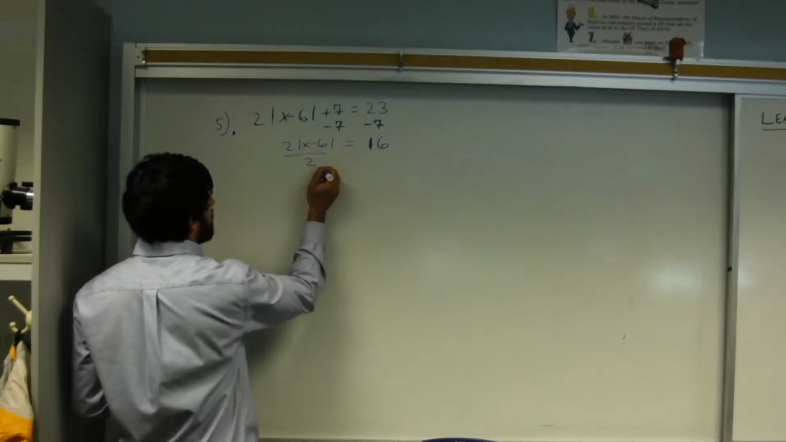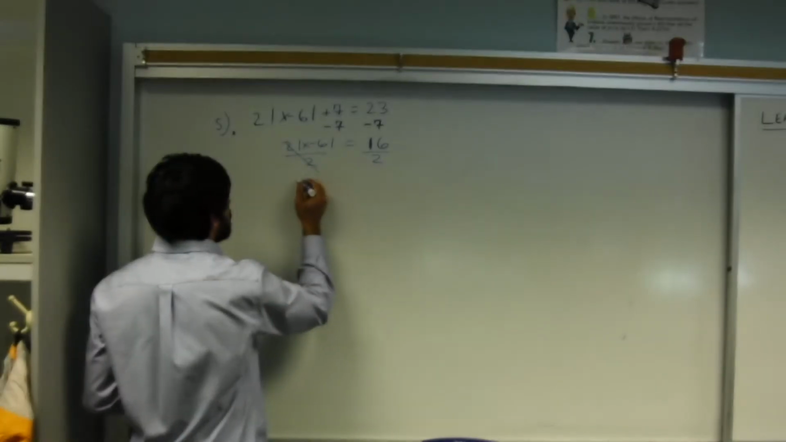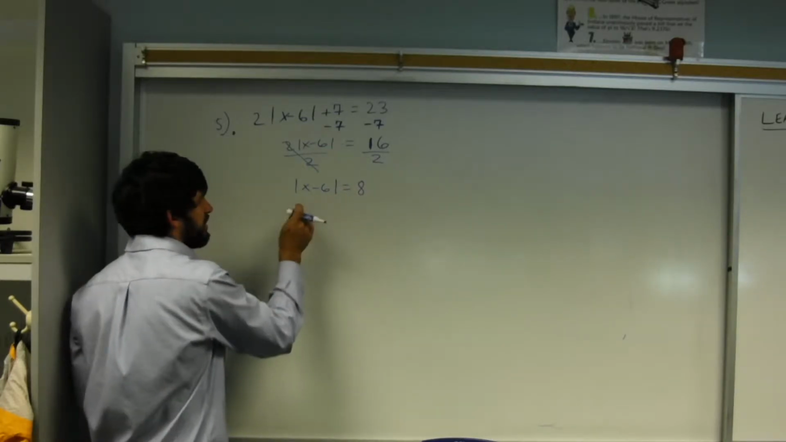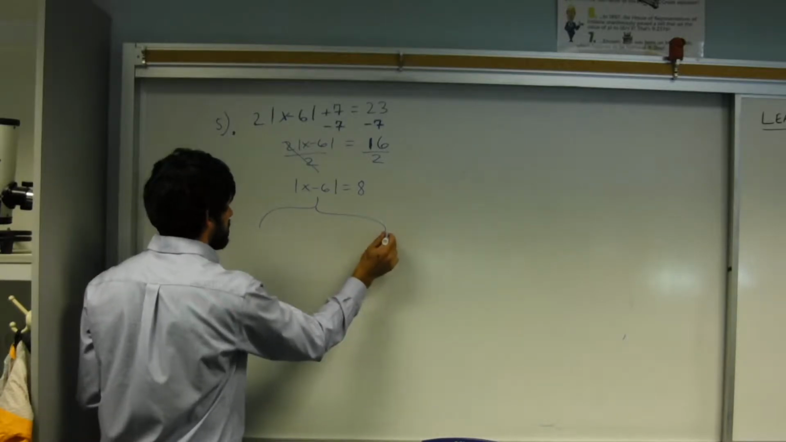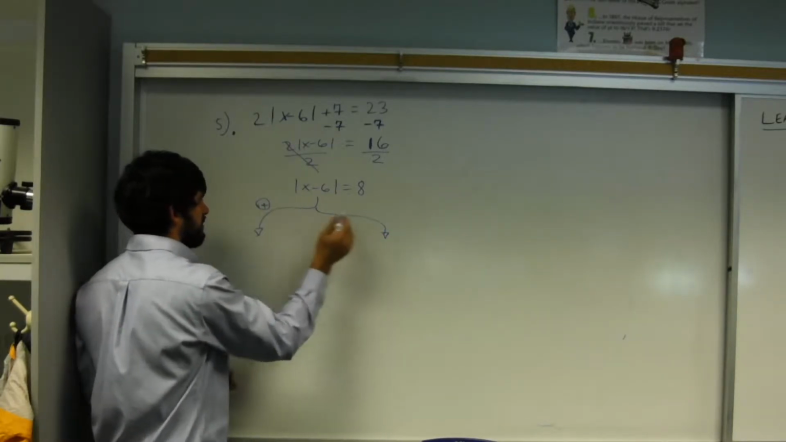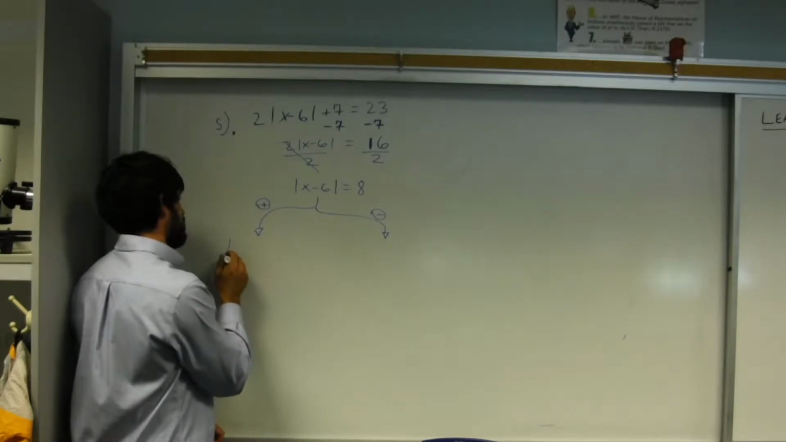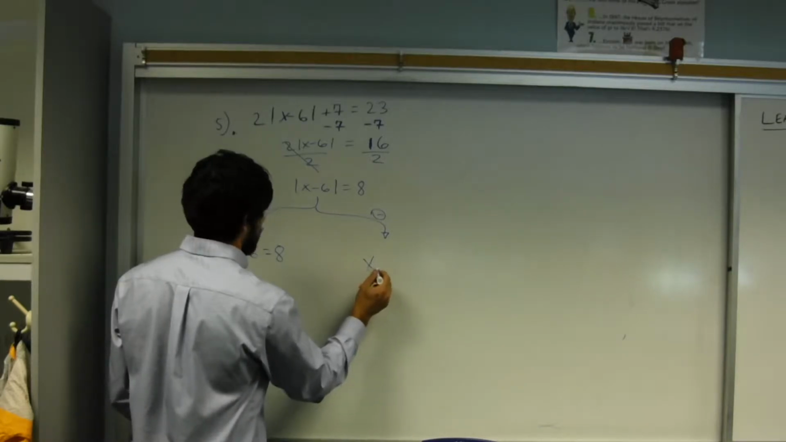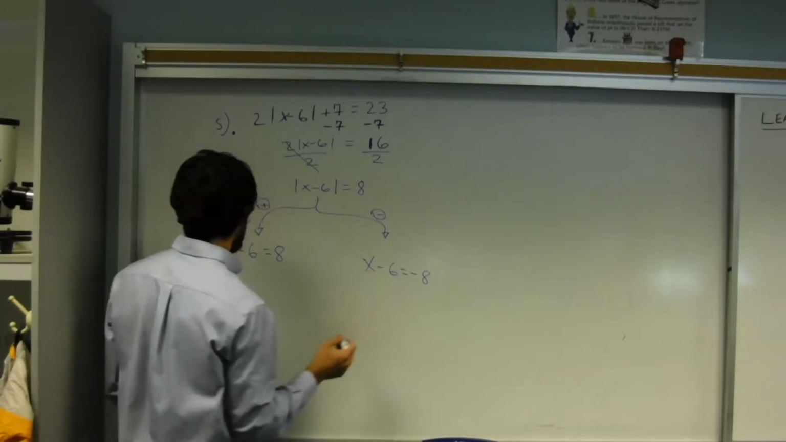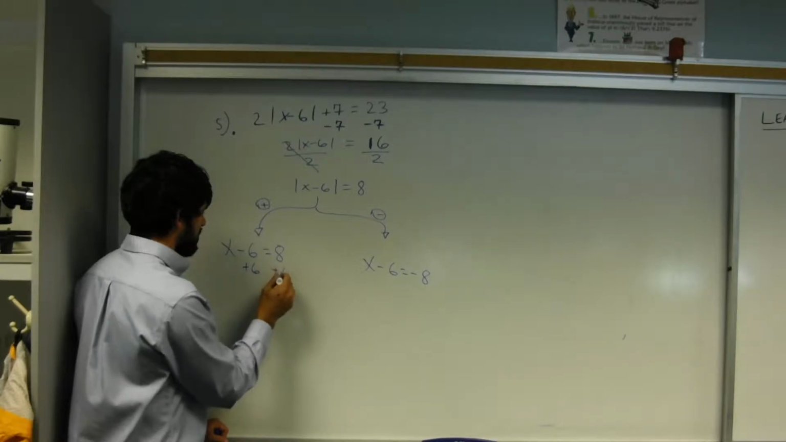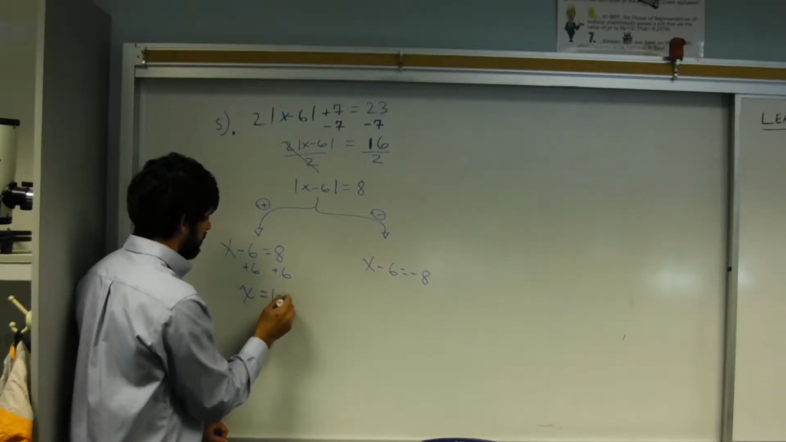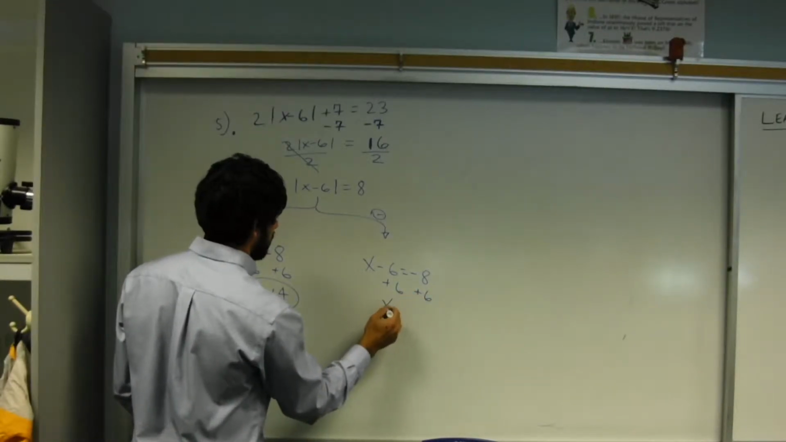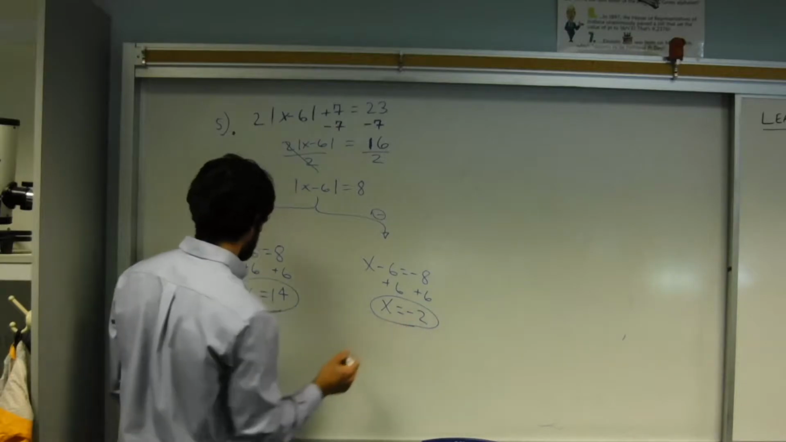Now we're going to divide by 2. We get the absolute value of x minus 6 is equal to 8. Now that we have it isolated, we can split it into the positive case and the negative case. So we get x minus 6 is equal to 8, and x minus 6 is equal to negative 8. We add 6 to each side, and we get x is equal to 14. If we add 6 to the other side, we get x is equal to negative 2.